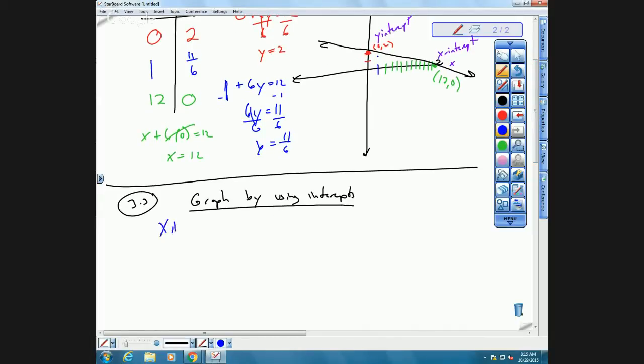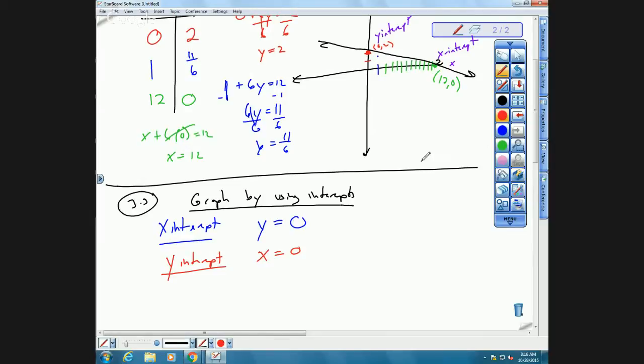To find the x-intercept, if we look back at this x-intercept, we made y 0, and that made us find the x-intercept. To find the y-intercept, you look back here, we made x be 0, and it gave us that number. So to find the x-intercept, you make y be 0. To find the y-intercept, you make x be 0.